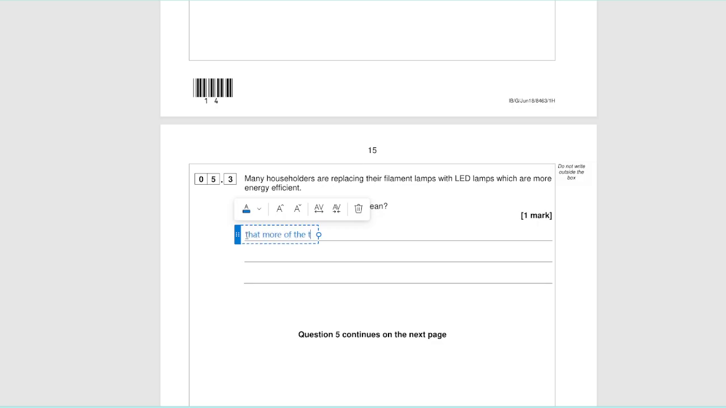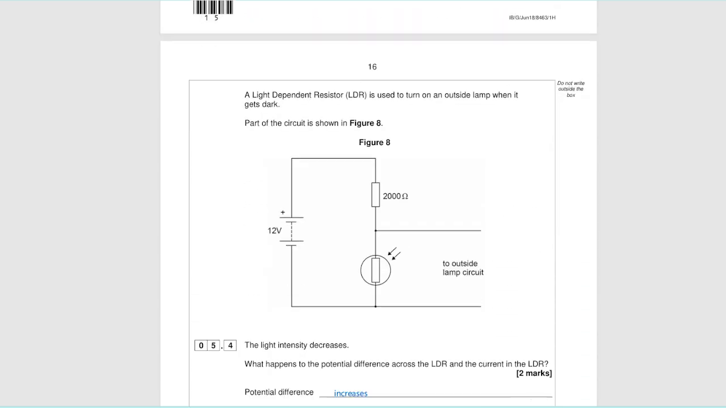More energy efficient means that more of the total energy input is converted to useful energy output, which in this case, more of the electricity put into the LED lamp would be turned into light. Don't know how I missed that question.